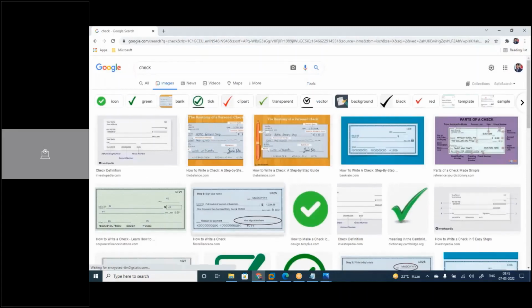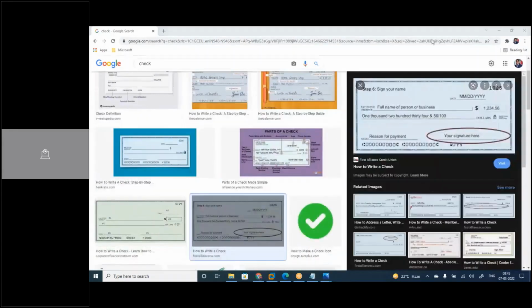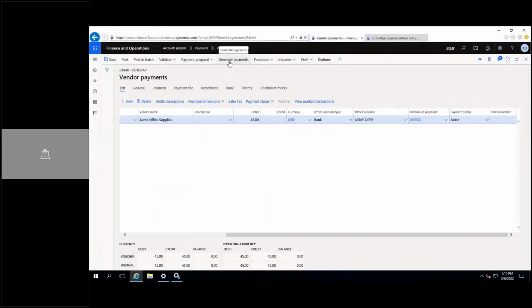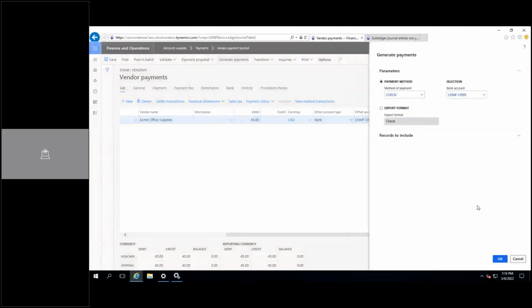Now it should be printed like this, with the name and amount, date and everything. That's what we are generating as a check. Generate payments means if you keep a check leaf in the printer, it will automatically generate. That's what we are doing now, generate payments. The setups are in the method of payment. You will understand all those things slowly. Method of payment check, and the bank is USMF operations. Click OK.